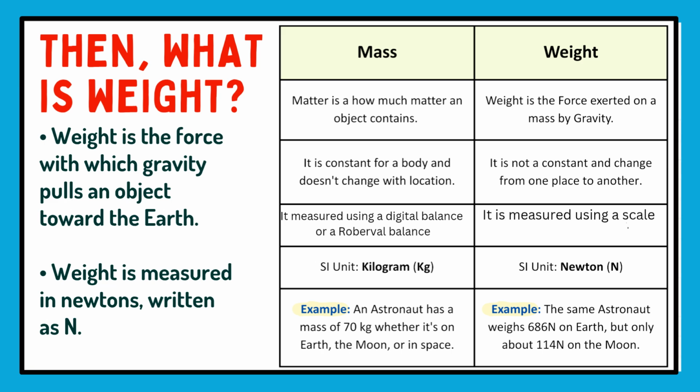1. Mass is the quantity of matter in a body, whereas weight is the force of gravity acting on that body. 2. Mass stays the same everywhere, but weight changes. 3. Mass is measured in kilograms, while weight is measured in newtons.